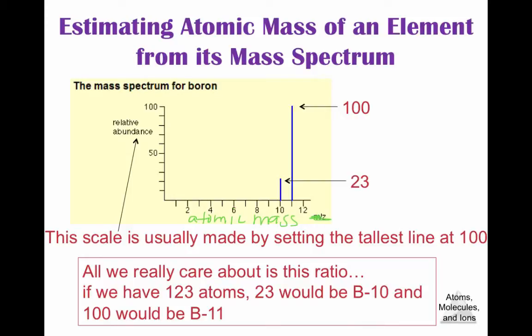Think about what this means regarding the average atomic mass. 100 atoms are boron 11. Only 23 are boron 10. What do you think the mass would be closest to, 10 or 11? Hopefully you think, well, look, 100 atoms are boron 11, only 23 are boron 10. The mass should be closer to 11, which is true. The mass of boron is about 10.8.